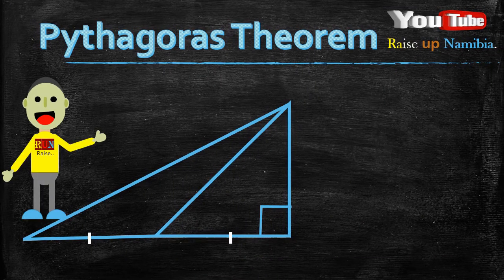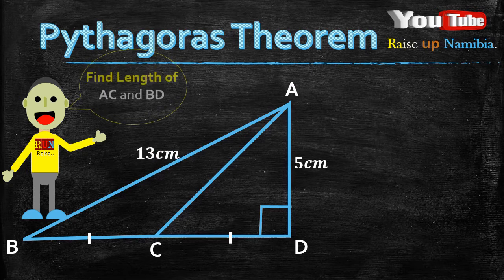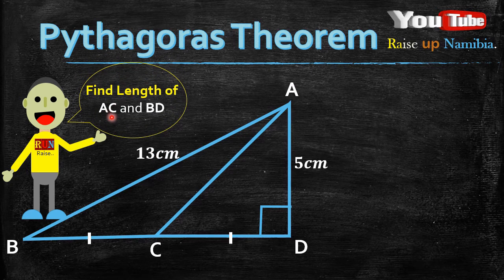So, how about if you're given a triangle like this and you're asked to find the length of AC and BD. So AC is this line and then BD is this line. So I'll give you 10 seconds to try out this question and see if you can get the right answer. Okay? So feel free to pause the video.